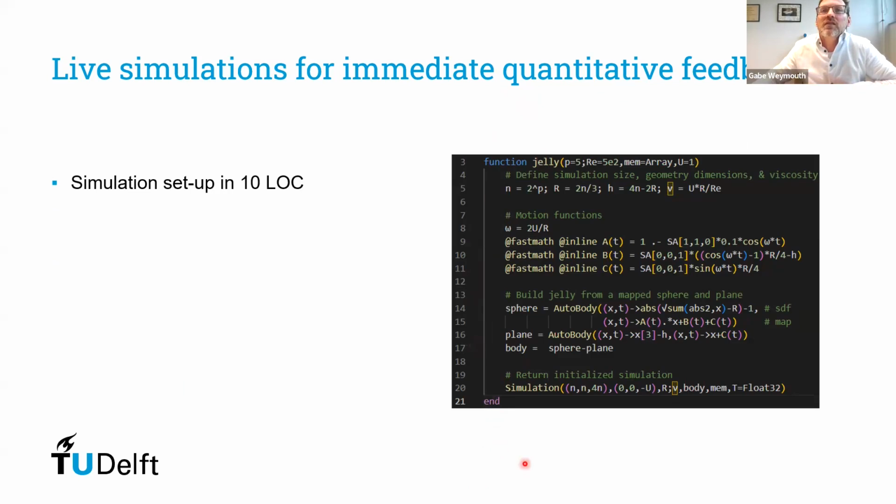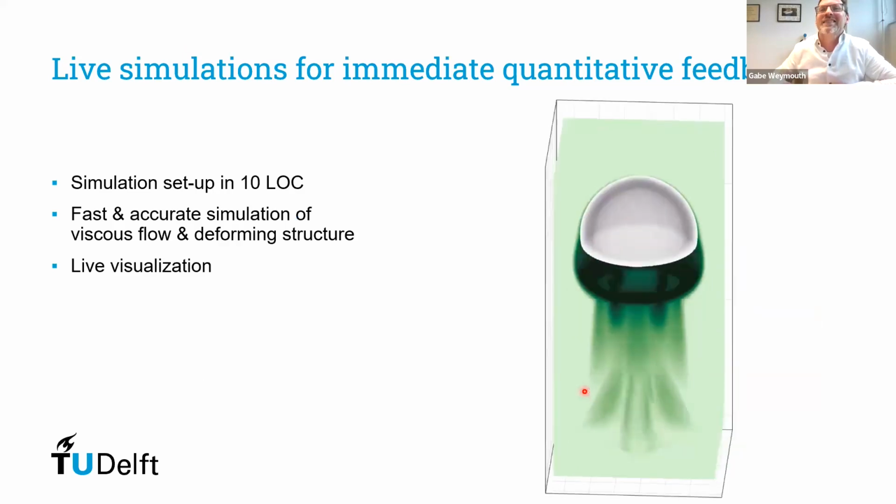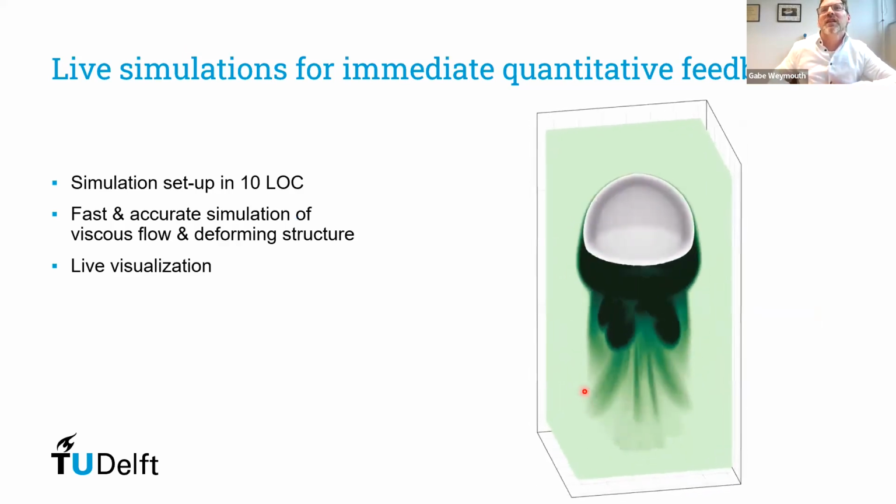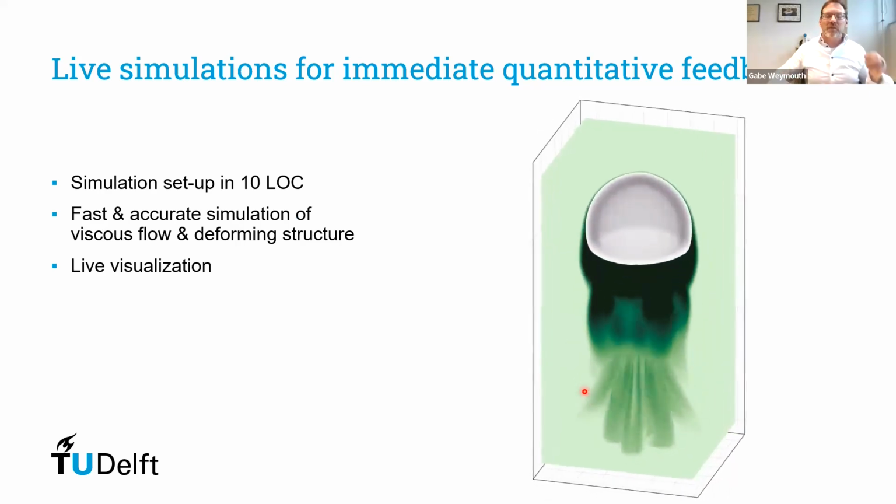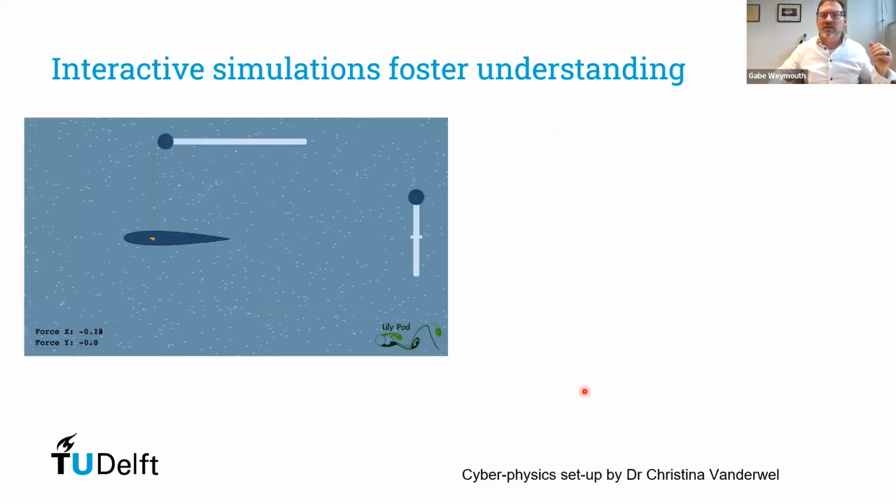So this is the code that sets up that jellyfish demo. Literally, it's 10 lines of code within this function that defines that simulation. And this is the kind of quick prototyping that then leads to an immediate real-time run on your laptop that gives you quantitative feedback, so you're not off by an order of magnitude. It also really helps you foster understanding.